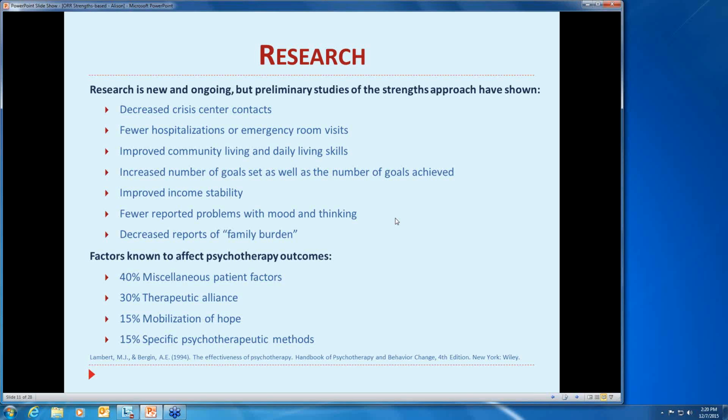So I want to focus a little bit more on the factors that have been more studied and have been shown to affect outcomes. The therapeutic alliance and the mobilization of hope are both key parts of the strengths-based approach. And also, as you can see, they're also very impactful aspects of what psychotherapy is. And I think that can probably be transferred to what case management is, especially when you're working with a vulnerable population.